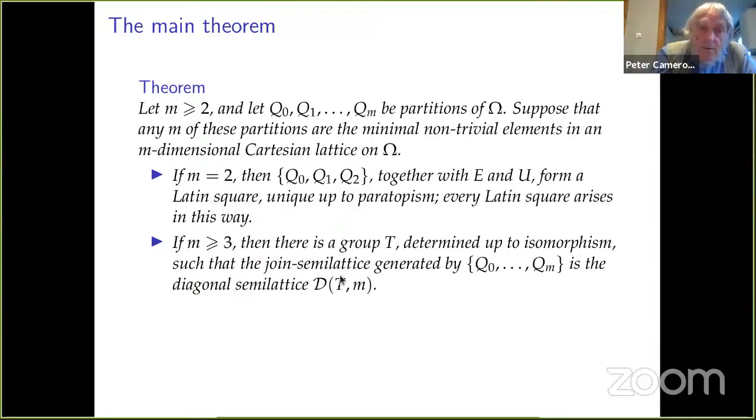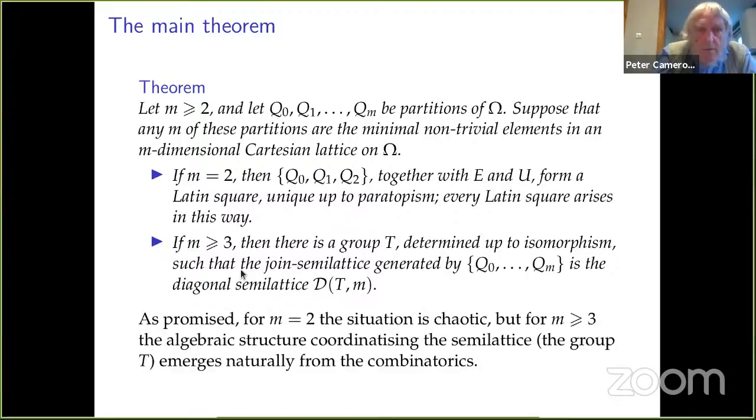So this is the theorem that's the analog of that theorem in projective geometry that I told you earlier on. So for M equals 2, we have this chaotic, unclassifiable situation of all Latin squares. But for M greater than or equal to 3, there's an algebraic structure, a group, which coordinatizes the geometries. So that's the main theorem.